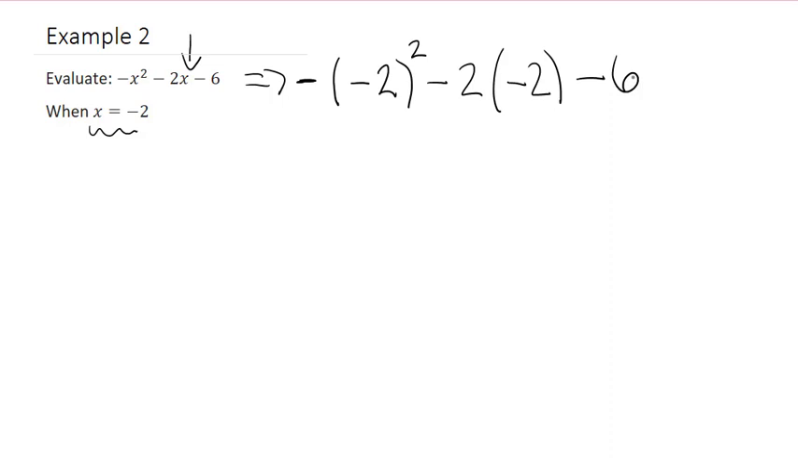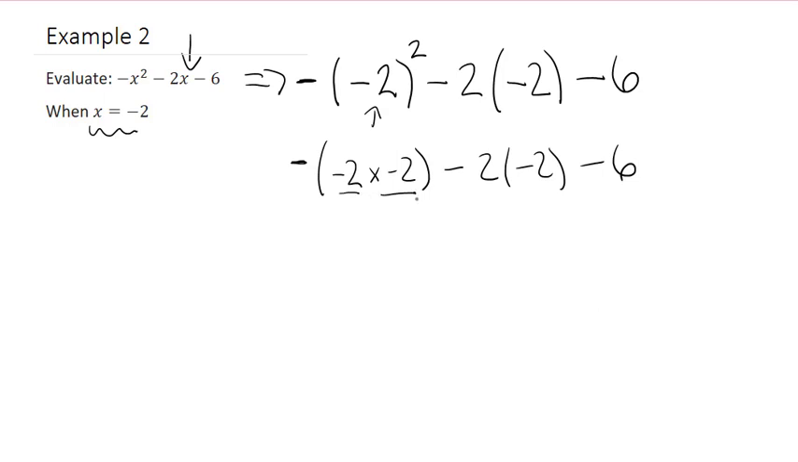So let's first deal with this as it's an exponent. We have this negative sign out here, and then we have -2 times -2, and then we're just going to leave the rest like this, so we don't forget to do that part. So now we have -2 times -2. When we multiply two negative signs together, it's positive. But that negative sign out in the front makes the whole thing negative. So we're actually going to get -4 here.